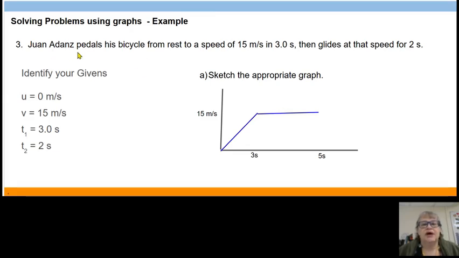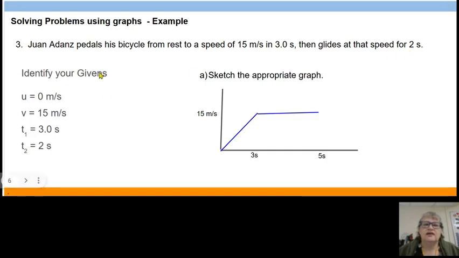Juana Dance pedaled his bicycle from rest to a speed of 15 meters per second in 3 seconds. Then glides at that speed for 2 seconds. Okay, so what we're given is that the beginning speed is 0, right? That's this word rest, starting from rest. So we start at 0 meters per second. And then it says that we go up to 15 meters per second. That's our ending velocity. Our first time is 3 seconds, and our second time is 2 seconds.